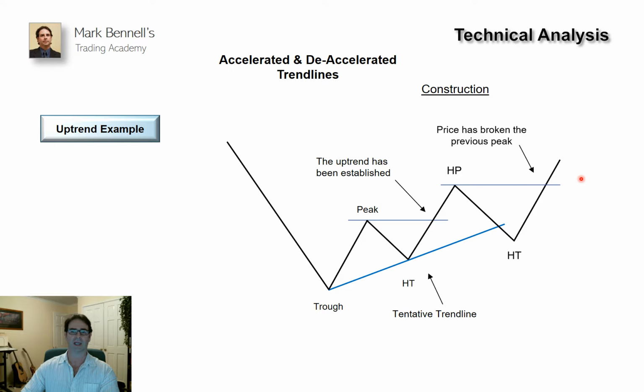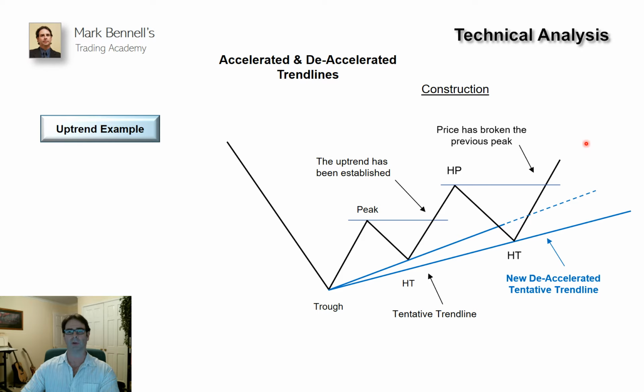So in this instance now, we're able to locate our new deaccelerated tentative trend line. So we're able to use the trough here and the higher trough here. Now, the reason we're able to place this trend line once again using our trend line rules is because prices continued the uptrend by breaking the previous peak at this point. Now, it is also worth considering and just keeping our previous trend line on for the reason which I will show in a moment.